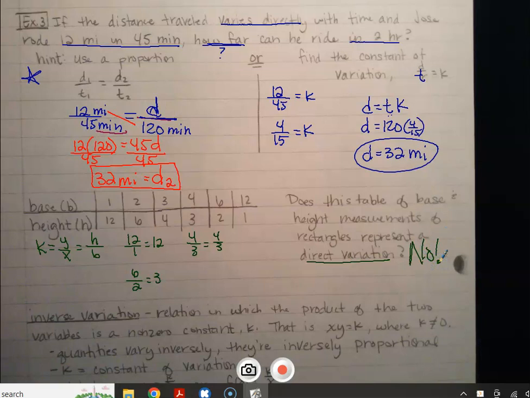Okay, but do you notice anything about this table? If you don't, that's okay. We won't worry about it right now. But it is not a direct variation because their k value is not constant, right? Because k equals 12, k equals 3, it equals 4/3. It's going to keep changing. Okay, this is an inverse variation.